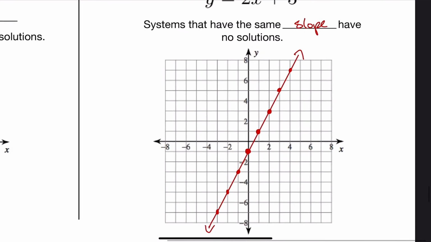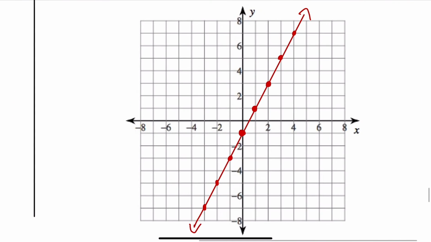All right, let's do the next one. We got 2x plus 5. So I'm going to start at positive 5 right here. We're going to go up 2 over 1 because they have the same slope. Going backwards. Okay, connect the dots.